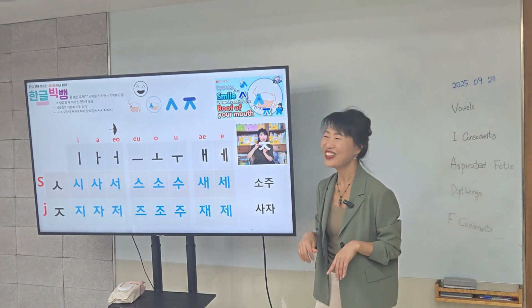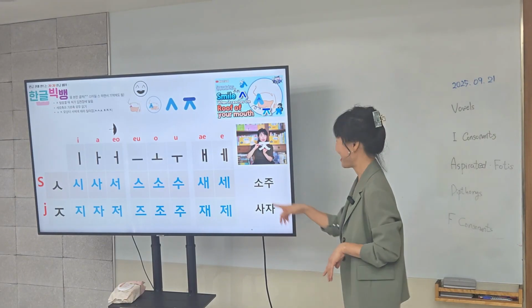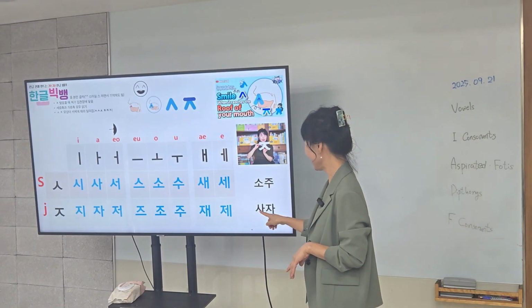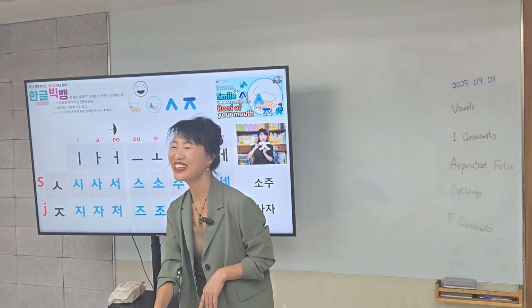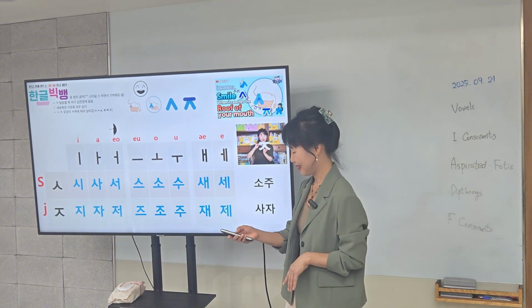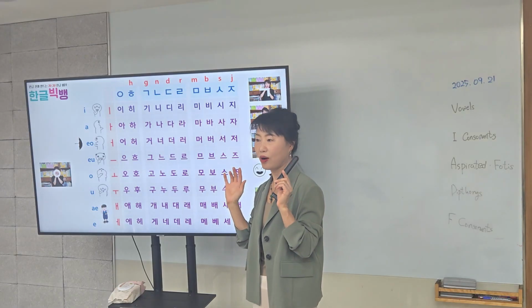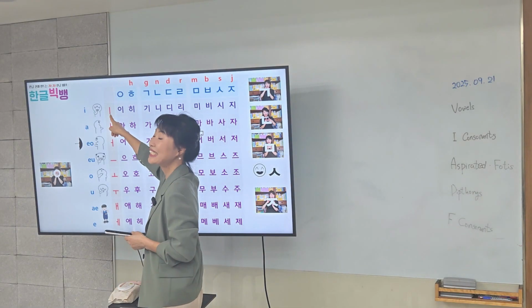So, have you tried? Do you like it? Yeah, Korean traditional alcohol. And 사자 means a lion, sometimes a dead person. Can you remember all? Okay, so let's try from the vowels.